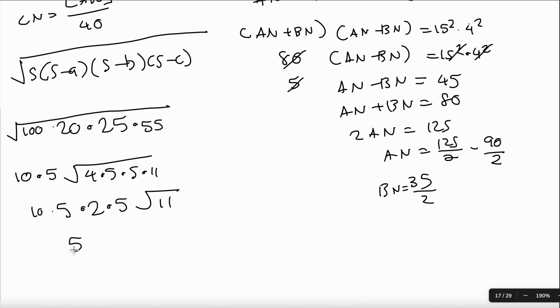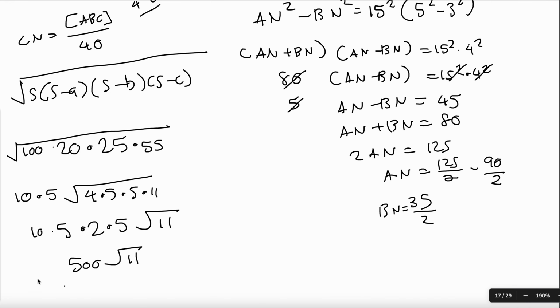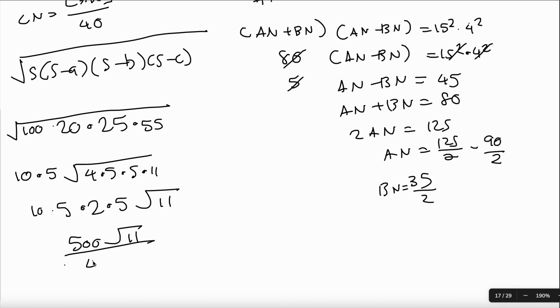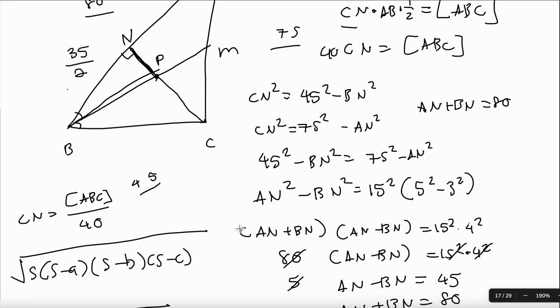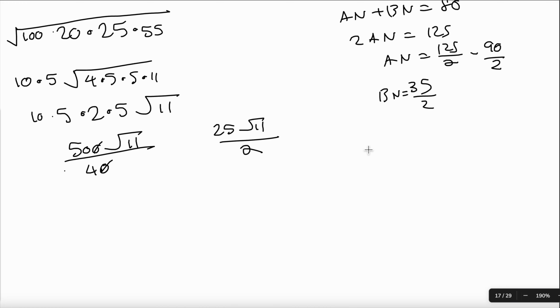And so this is 500 square root 11. And so 500 square root 11 is the area, so divided by 40 is going to get us 50 over 4, which is 25 square root 11 over 2. So CN, I'm sort of running out of space here, but CN equals 25 square root of 11 over 2.